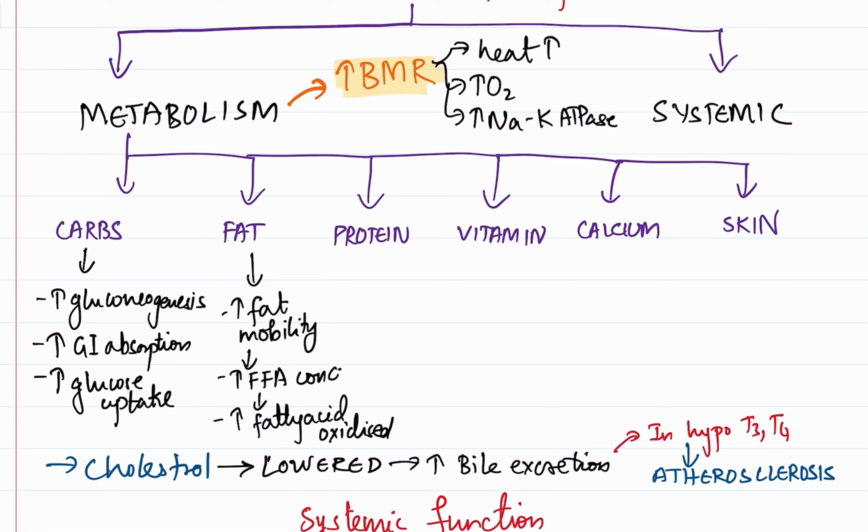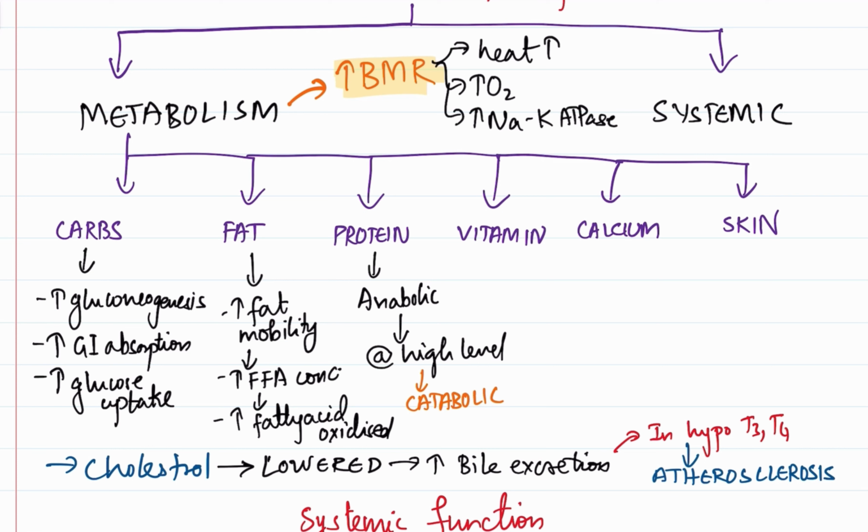Now let's move to the protein metabolism. In protein metabolism, at normal levels, it is anabolic in nature, which increases the protein synthesis and RNA synthesis, whereas at higher levels it becomes catabolic. At high levels it actually leads to protein breakdown, so it becomes a catabolic hormone.